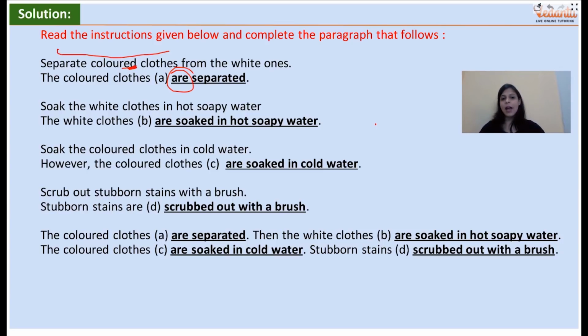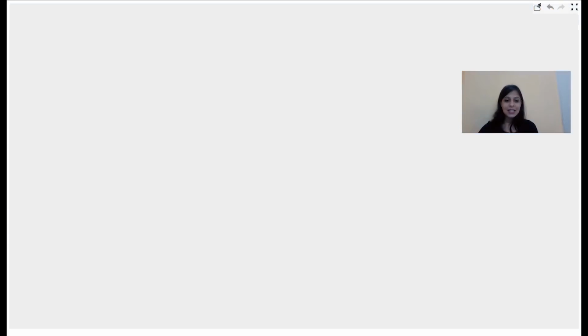Okay, so let's see if we can answer this. Soak the colored clothes in cold water. However, the colored clothes are soaked in cold water. Just try to use the proper tense; it should be correct. Scrub out stubborn stains with a brush. Stubborn stains are scrubbed. So generally you use ed, out with a brush. The colored clothes are separated, then the white clothes are soaked in the hot soapy water, the colored clothes are soaked in cold water, and stubborn stains are scrubbed out with a brush. I hope it was easy. Okay, so let's see what we have next.